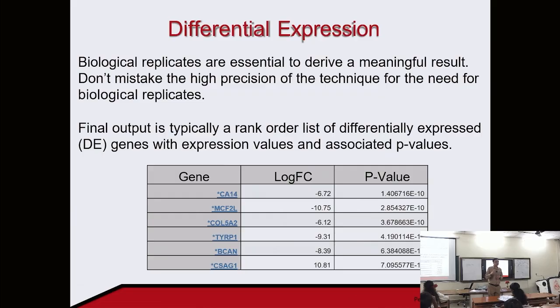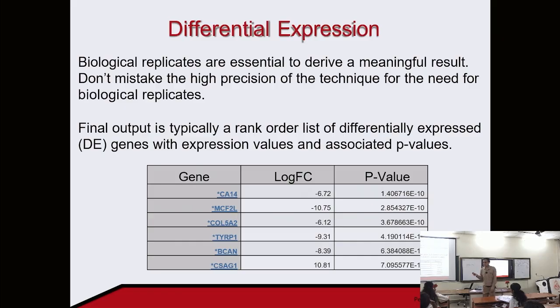Right. So if fold change is 1, then nothing, right? No change. So the logarithm of 1 is 0. So that's why the baseline is 0. Below that is down regulated, and above that is up regulated. So negative means down regulated, positive means up regulated.